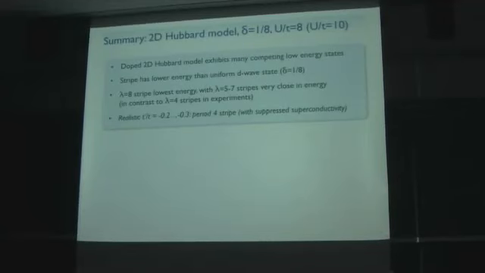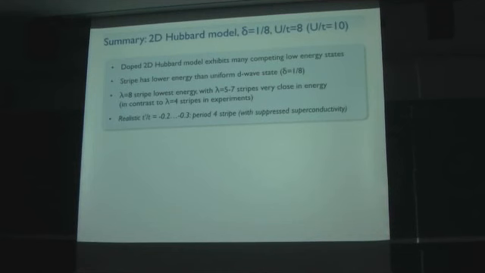Okay, so let me just summarize this part of my talk. I have shown you that the doped 2D Hubbard model exhibits many low energy competing states. The goal of our work was to find out if stripes or uniform states are lower, and we could show that stripes have a lower energy than uniform D-wave states. Without the T prime, we found a tendency for period 8 stripes, but with period 5 and 7 very close in energy. However, if we add a realistic T prime, we see a shift of the stripe period down to 4, which is also what is mostly seen in experiments.